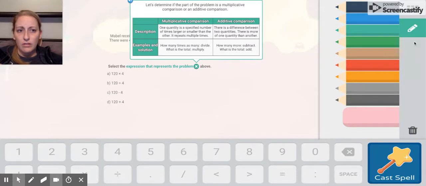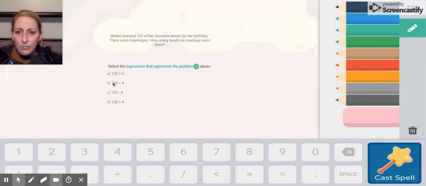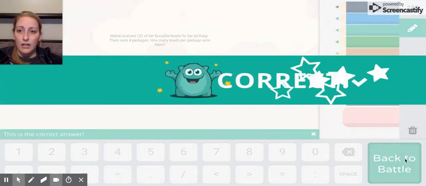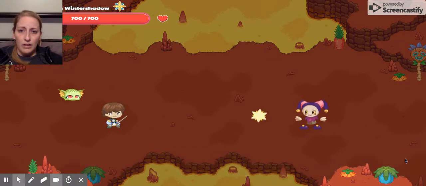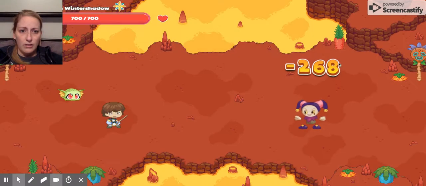Let's determine if the part of the problem is a... and I guess it'll read it to them. But we know that it's not saying that they were different, so I'm guessing it's division. That's correct. So it'll go back to the other battle, and it should take away.